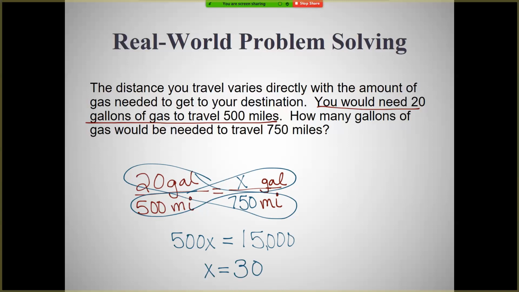Remember, x was representing the gallons of gas. So if I was planning on traveling 750 miles, I would expect to need 30 gallons of gas to do so. And like I said a minute ago, there is a question exactly like this on your test. I even believe it talks about gallons of gas. I still think you're traveling, the numbers have just changed on how far you're going.